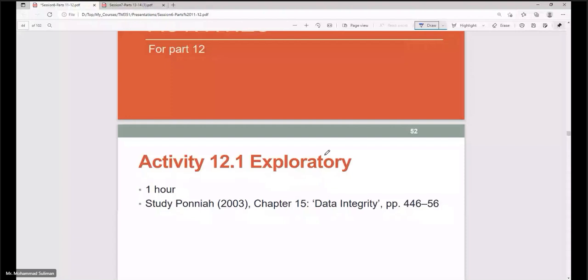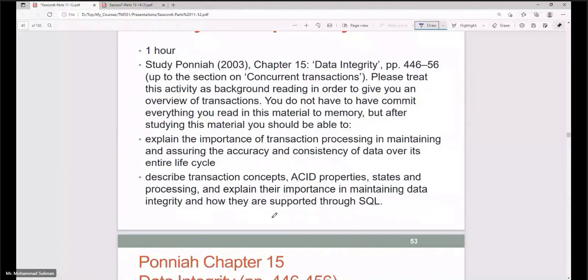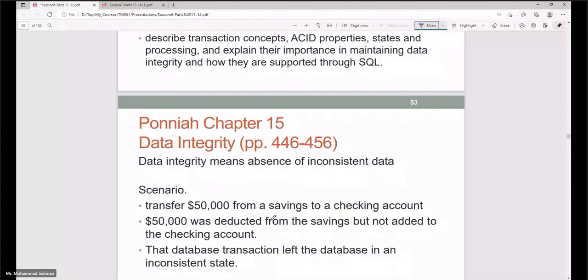So here, from the book, chapter 15, data integrity, it talks about this concurrent transaction or transaction support. Transaction processing must maintain and assure the accuracy and consistency of the data over the transactions, and it should follow the ACID properties. Fine. So we'll discuss this with an example here.